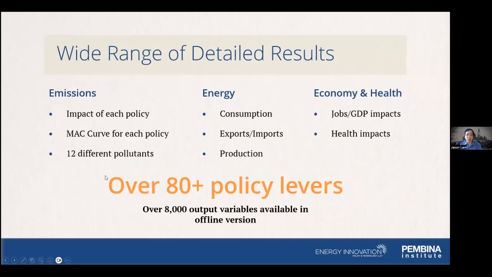So with the EPS, there are three main buckets that you'll be affecting: emissions, energy, as well as economy and health impacts. The EPS has over 80 policy levers to use, and if you download the full model to run offline in Vensim, you're able to see over 8,000 output variables in the model. Now I'm going to pass it off to EAP to talk about some insights from the EPS model.